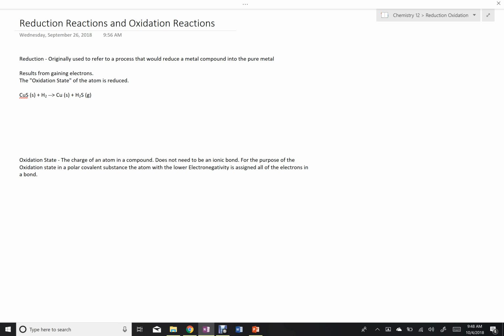Now I know we don't know what oxidation state is yet, so I'm going to go through it briefly in this video, and then I'll go through it in much more detail in a subsequent video. And to reduce your oxidation state, that means you will be receiving, or gaining, electrons. Let's look at copper sulfide in this process. Copper would be 2 plus, and the sulfur would be 2 minus, and this would be an ionic compound.